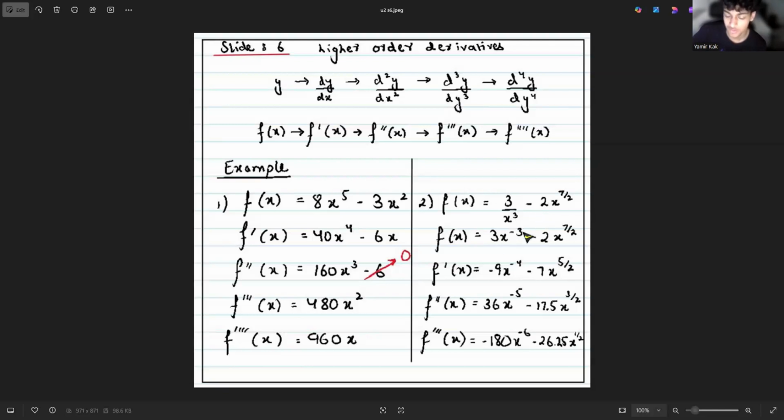It would become 3x to the power of -3 minus 2x to the power of 7 over 2, because remember, all the variables have to be in the numerator. It's a rule for exponents, a rule for negative exponents. So now when you take the first derivative, again, all we're doing is just applying the power rule.